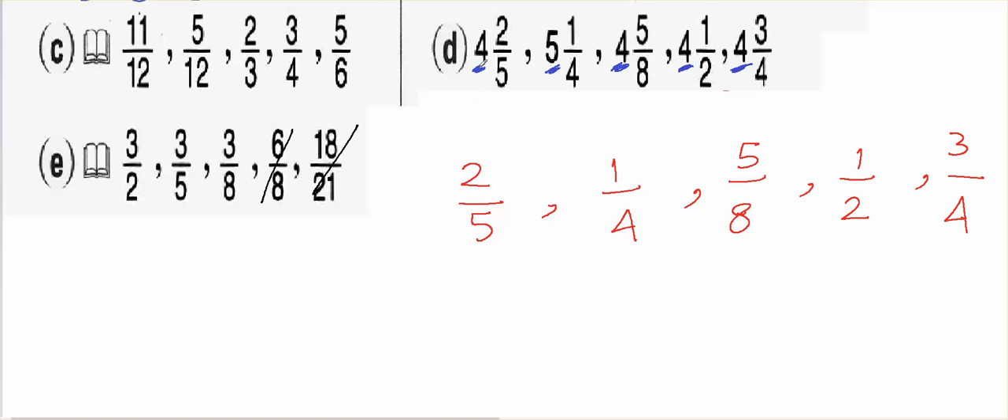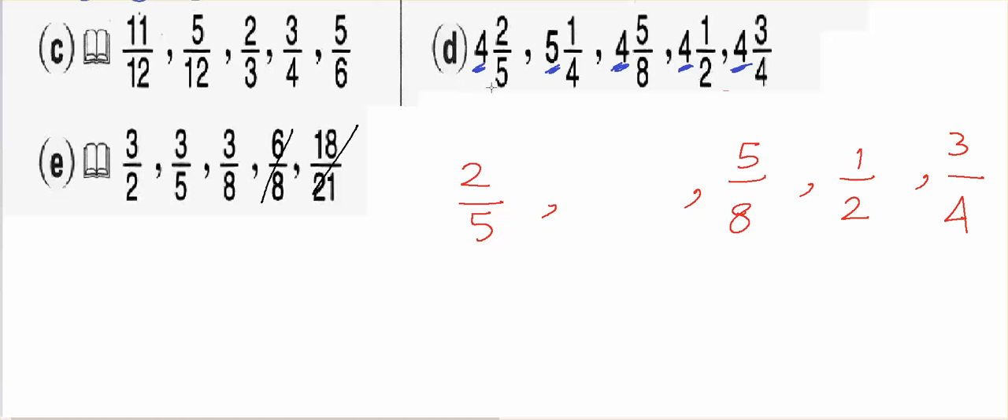The last example: 4 and 2 over 5, 5 and 1 over 4, 4 and 5 over 8, 4 and a half, 4 and 3 over 4. Look at the whole numbers here: 4, 4, 4, 4. This fraction, 5 and 1 over 4, is the biggest because its whole number is bigger than any whole number here. We don't need to compare 5 and 1 over 4 because it will be the biggest fraction.